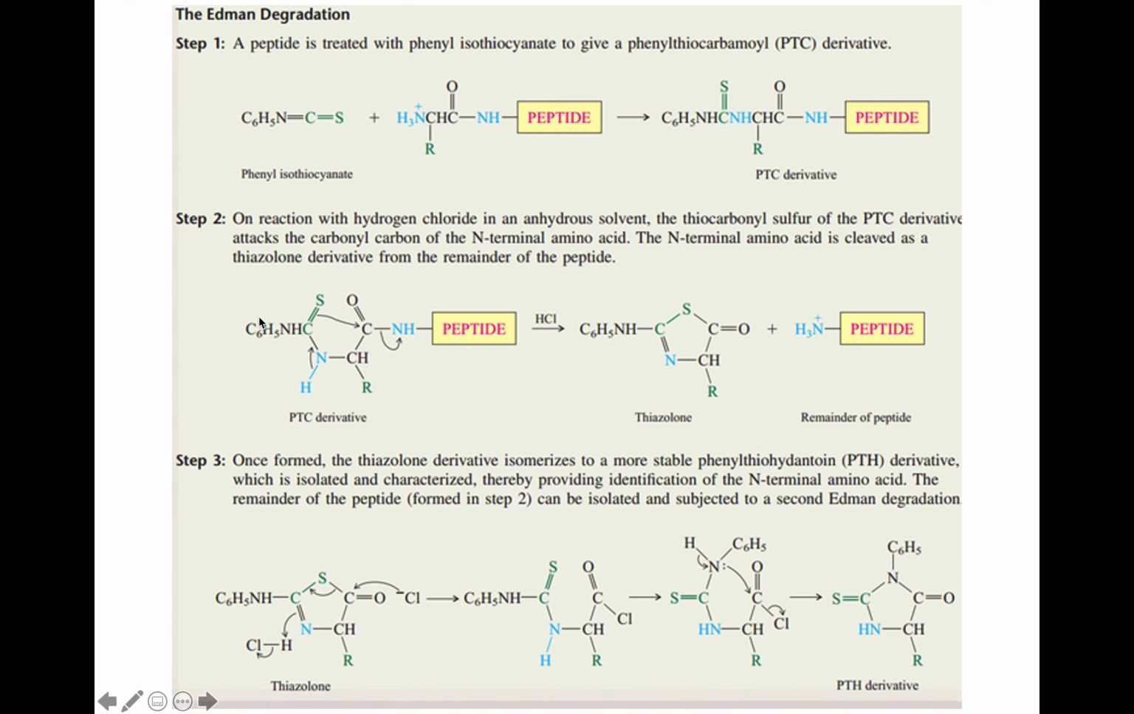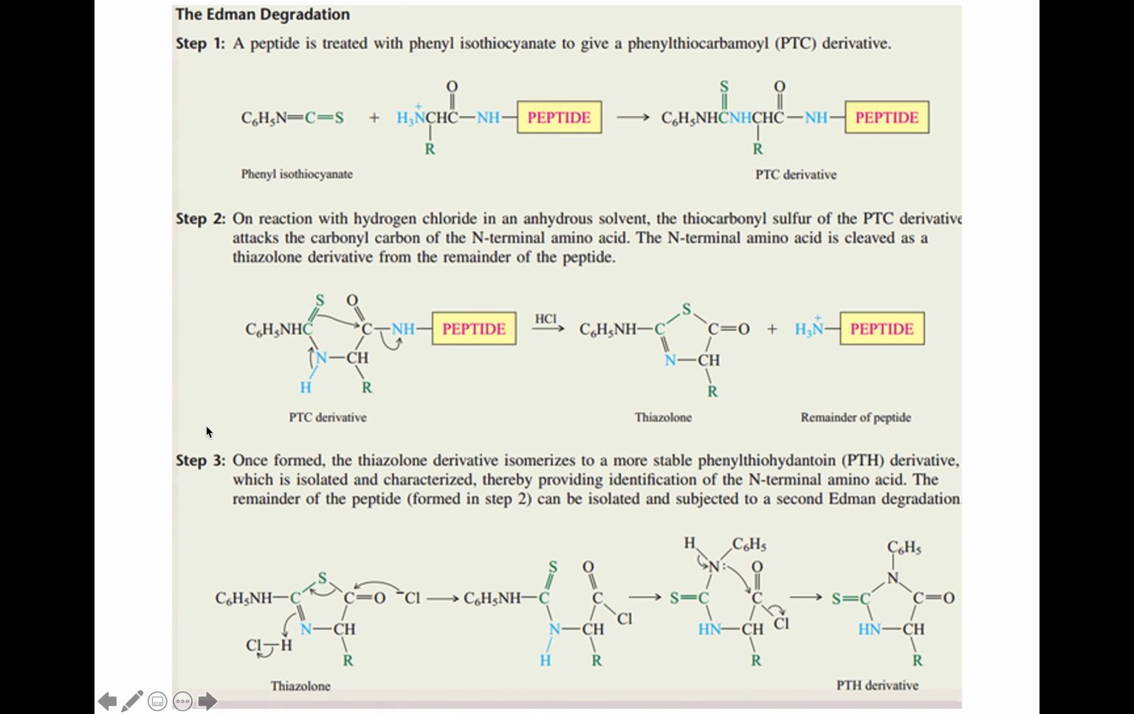Step number two is the reaction with hydrogen chloride in an anhydrous solution. The thiocarbonyl sulfur of the PTC derivative attacks the carbonyl carbon, which is basically here, and then the N-terminal amino acid is going to be cleaved. This one will be cleaved, chopped off, because the thiazolone derivative will form, and the remainder of the peptide is a separate peptide. So you have a thiazolone plus the remainder of the peptide.